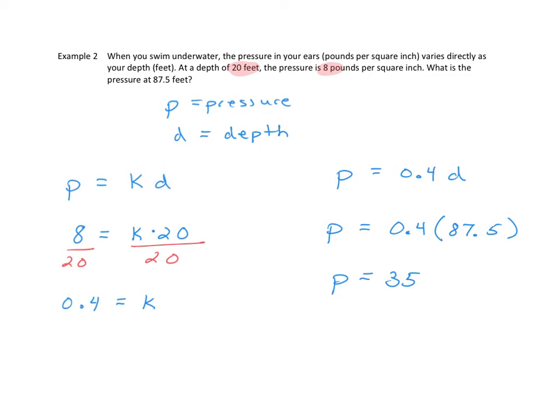And the units are important here too. So this 87.5, that was your depth underwater. And 35 is going to be the pressure, and that's pounds per square inch. So I can write that as pounds divided by inches squared. And that is the answer for this problem.